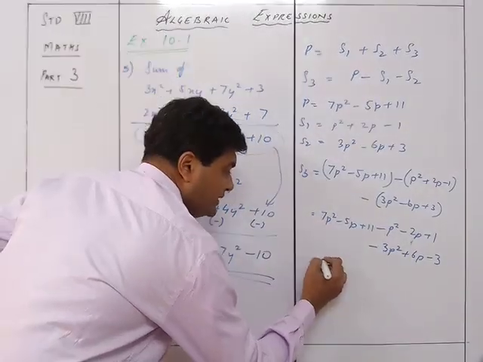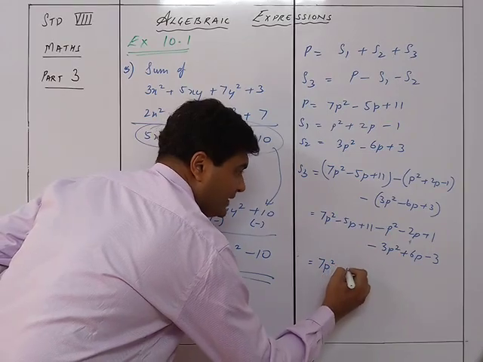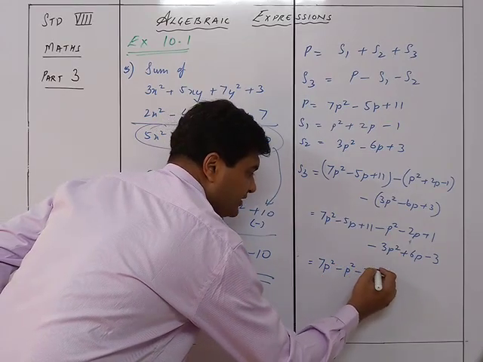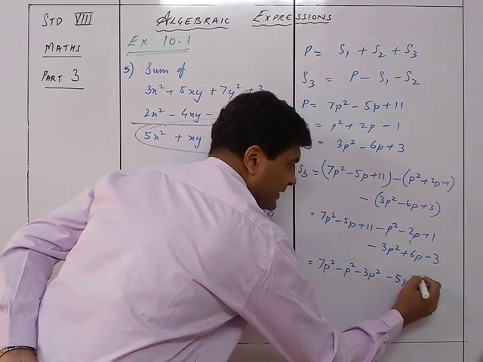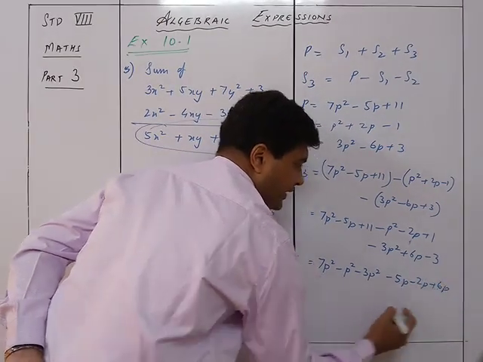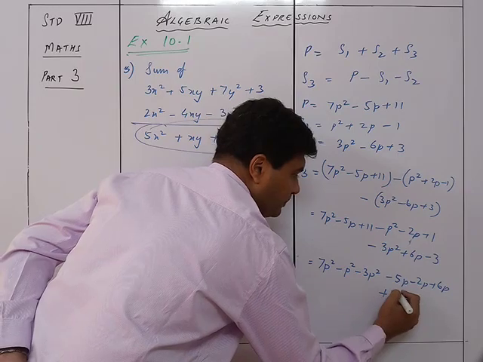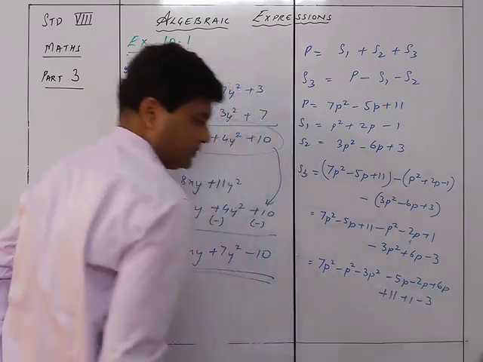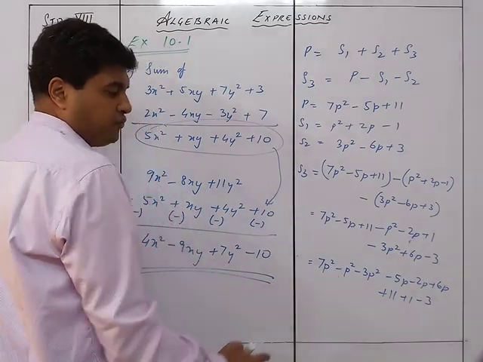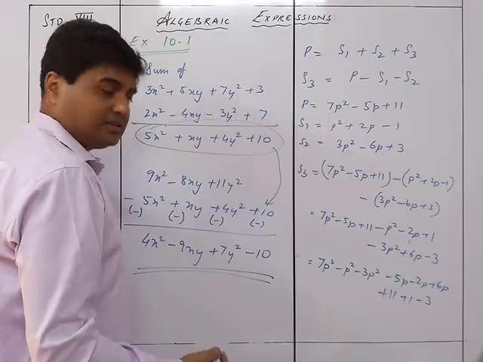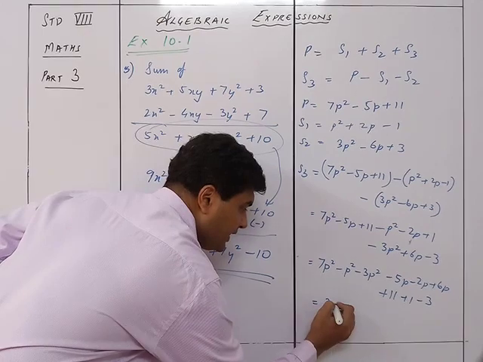So we have over here 7p square minus p square minus 3p square. Then minus 5p minus 2p plus 6p, and finally plus 11 plus 1 minus 3. Now 7 minus 1 minus 3 is 3. So that is equal to 3p square.